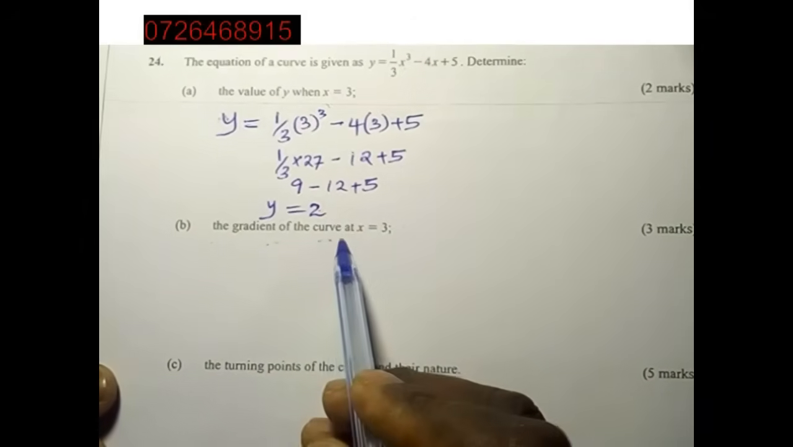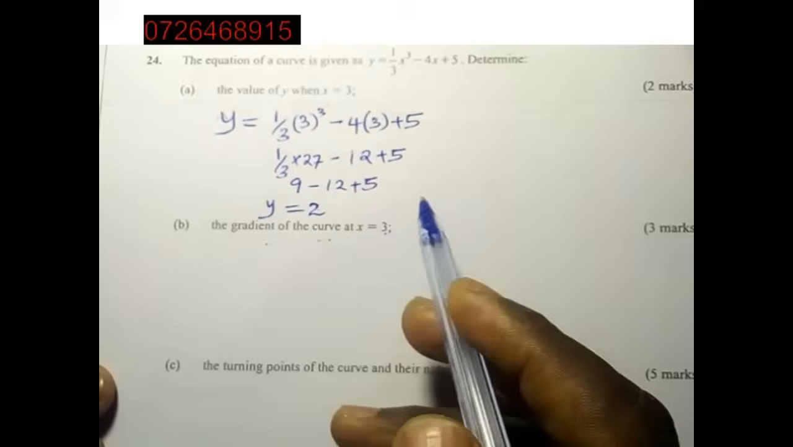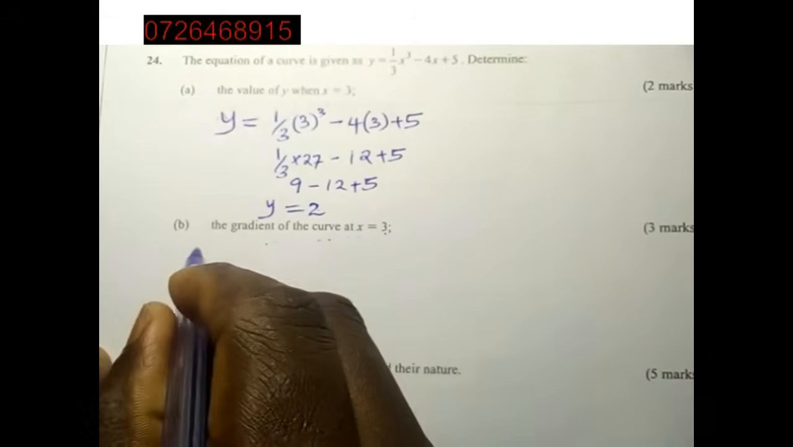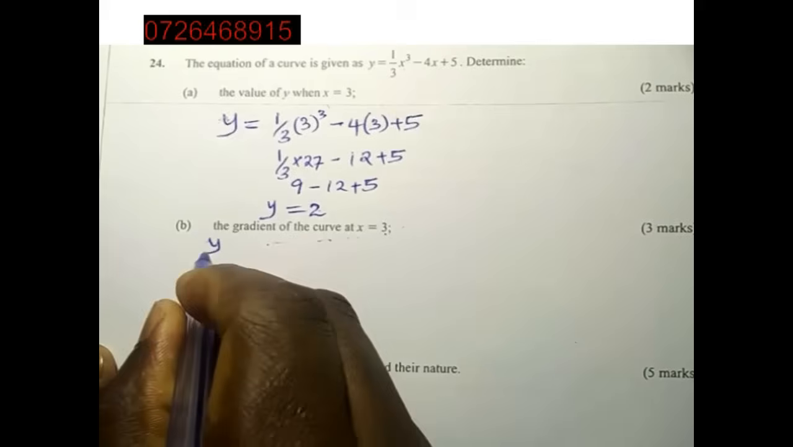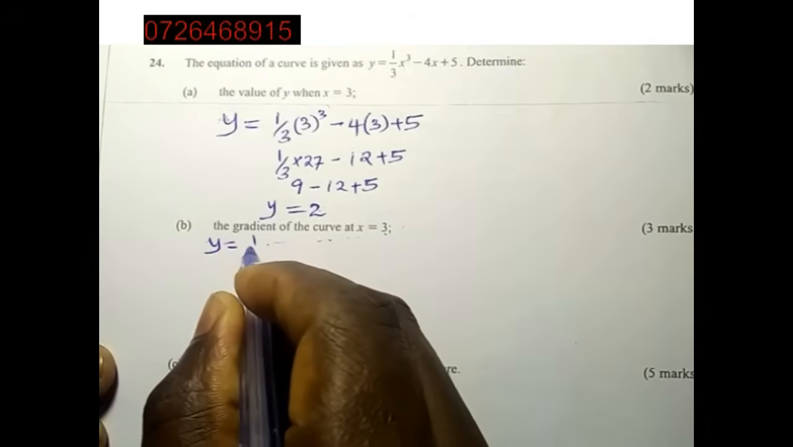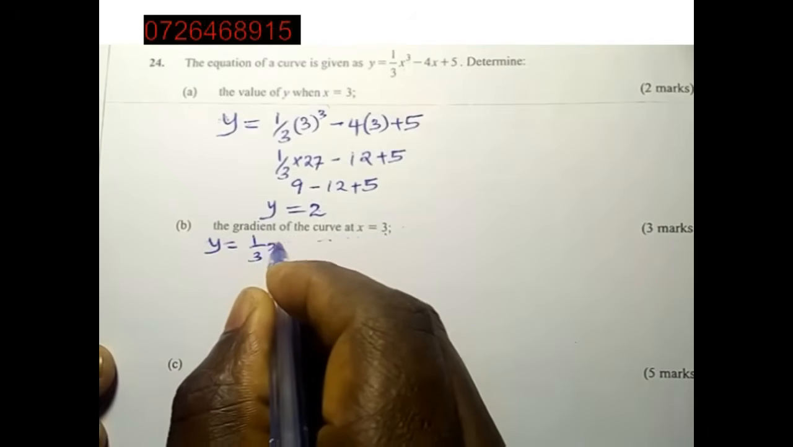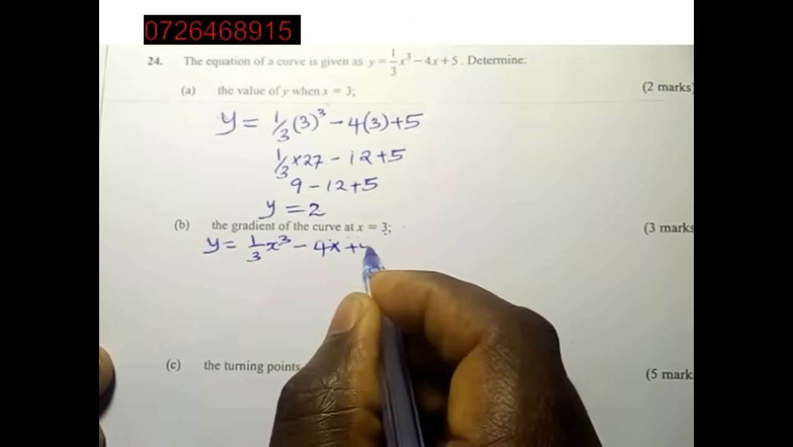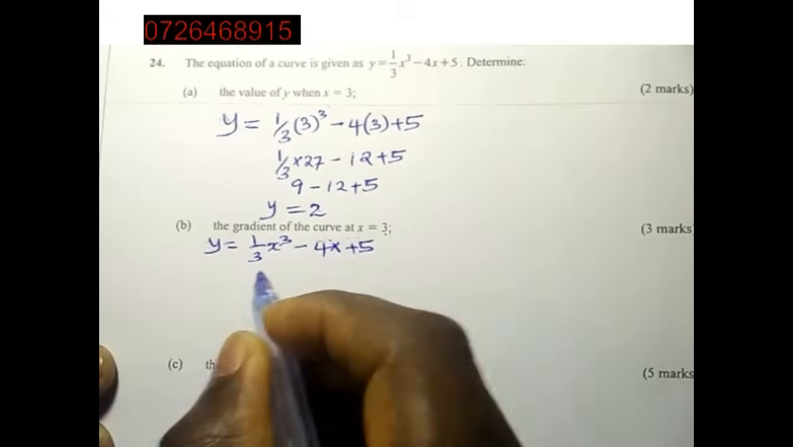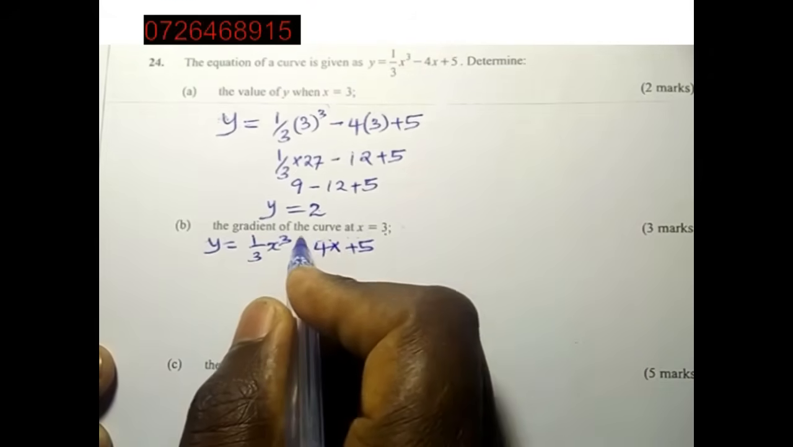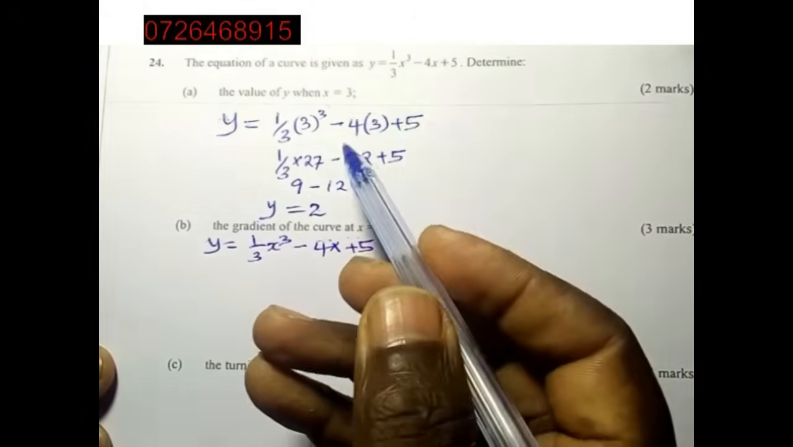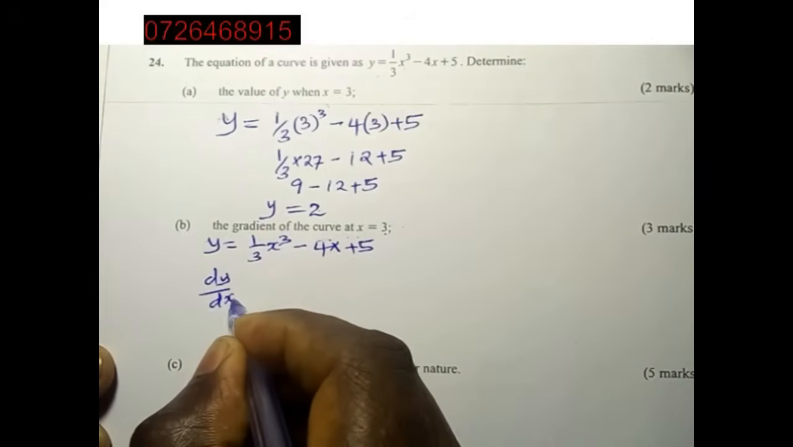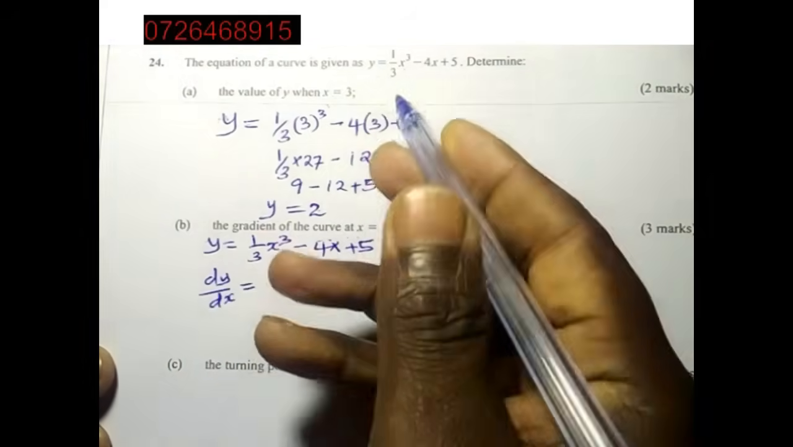The gradient of the curve at x is equal to 3. So kutafuta the gradient of the curve, una differentiate mara moja. So we have our y as is equal to 1/3 x cubed minus 4x plus 5. So gradient of a function, this is a function. The gradient ni kudifferentiate once, nasema dy over dx is equal to, you differentiate.